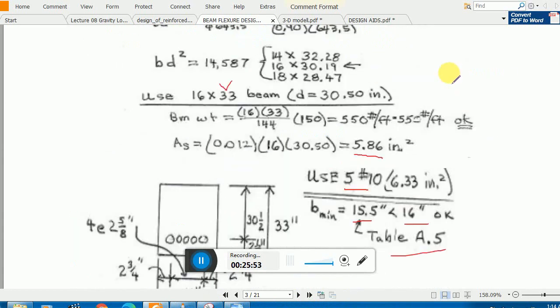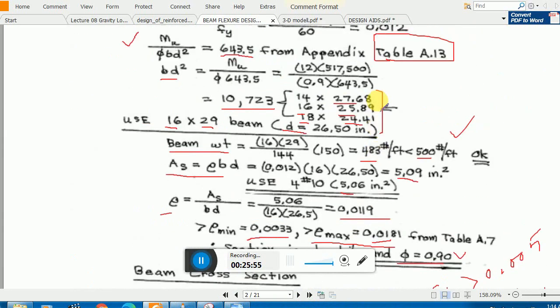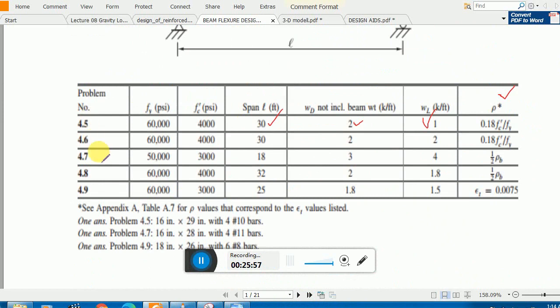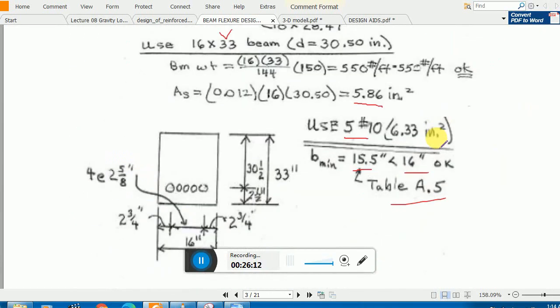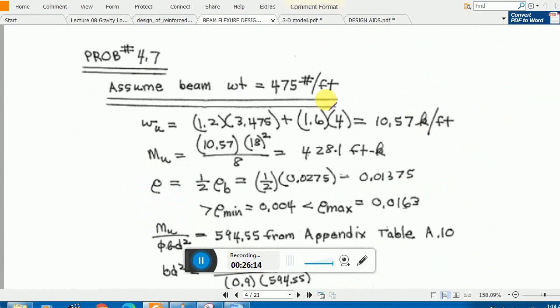So in 4.7, what I have is 50,000. Here yield stress is changed, concrete strength is changed, length is changed, loading is changed, as well as your steel ratio. So let's see what basically it affects and how it affects things. Assume weight is 575 pounds per foot, 500, 600 you can assume.